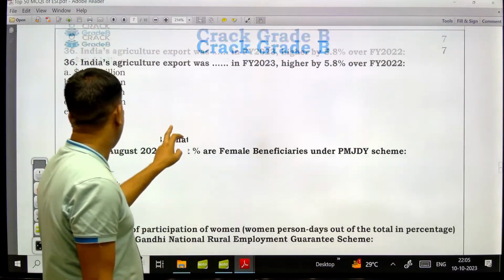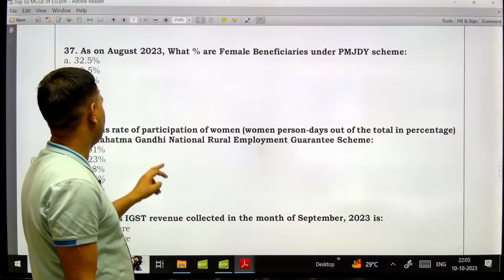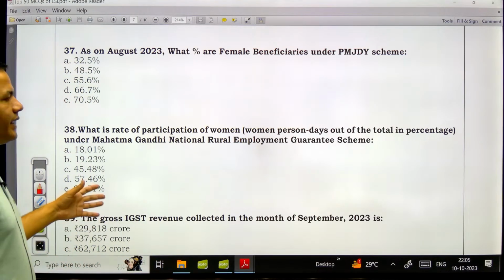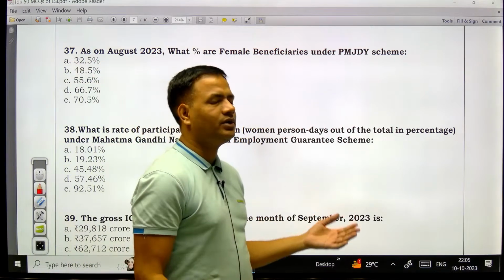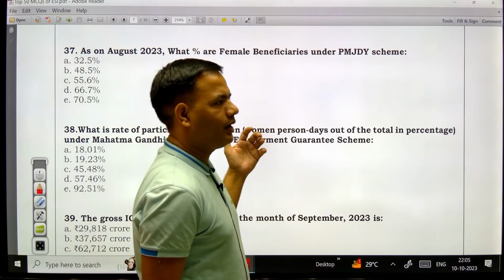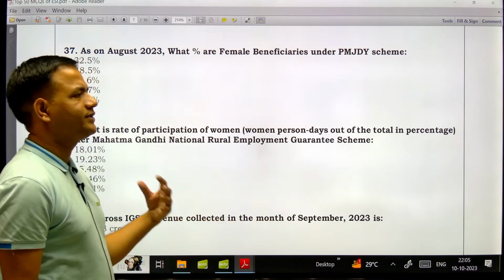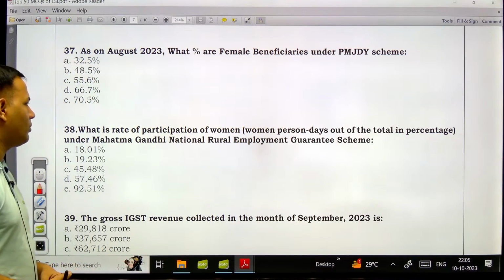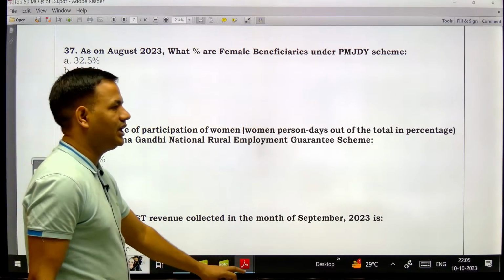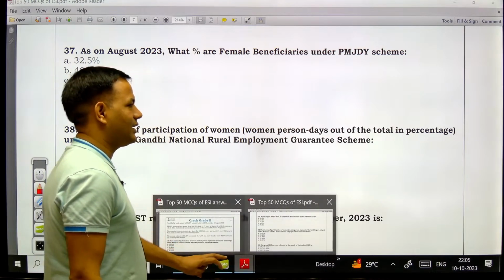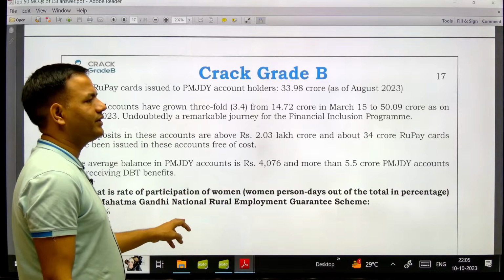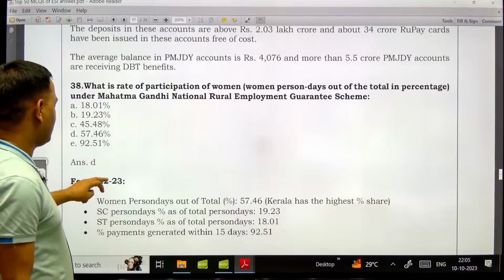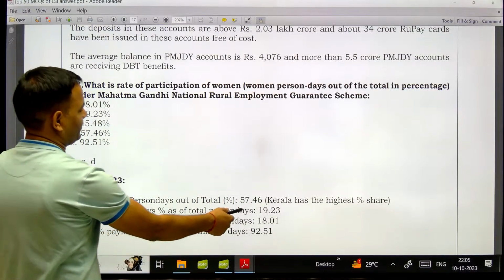An important fact: what is the rate of participation of women, as a percentage of the total, under the MGNREGA scheme? Last year also I discussed this question related to the female share, and the same question was asked in the NABARD exam. So what is the percentage for women? Let's see. It is D. Women's share of total is 57%.